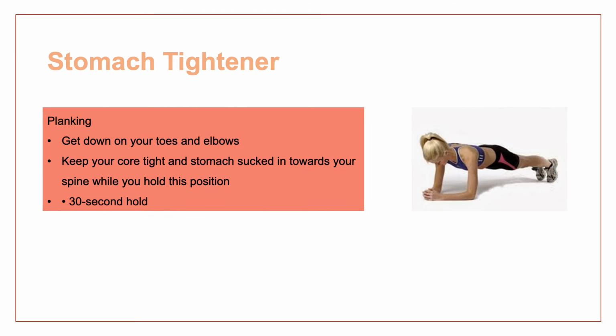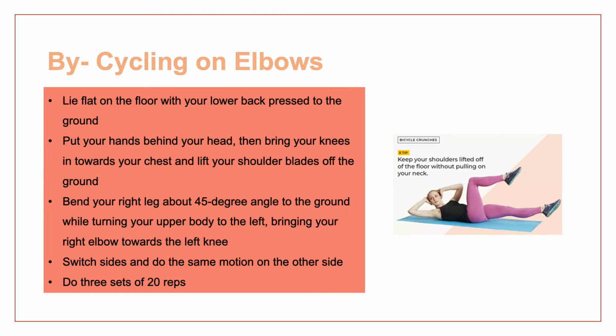Next, stomach tightener exercise. There are exercises that will help tighten the stomach, like bicycle crunches, sit-ups, and planking. Planking strengthens both abs and back and also puts less pressure on the spine. This exercise helps restore the stomach area after pregnancy. Next exercise is bicycling on elbows. This exercise strengthens the arms and leg muscles, and it also makes your joints stronger, improves circulation, and eases backaches.